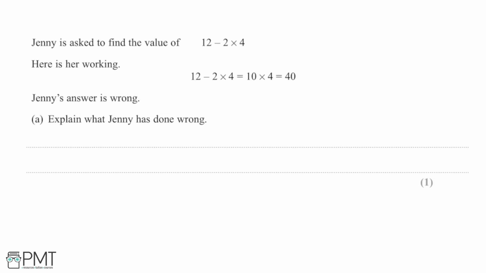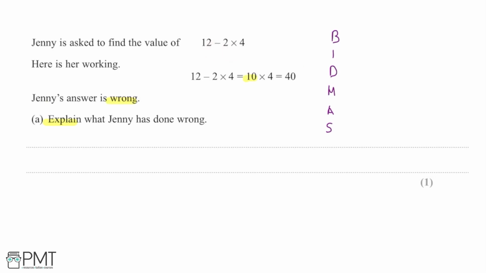So in this question, we're told that Jenny is asked to find the value of this expression that we have here, so 12 minus 2 multiplied by 4. We're given her working, so she does 12 minus 2 multiplied by 4 is equal to 10 times 4, which is equal to 40. We're told that Jenny's answer is wrong, and we're asked to explain what she has done wrong. So we are looking at this calculation and looking at the order of operations that we have here. And there's a really useful acronym that I like to use. It's BIDMAS. So this stands for brackets, indices, division, multiplication, addition, and subtraction.